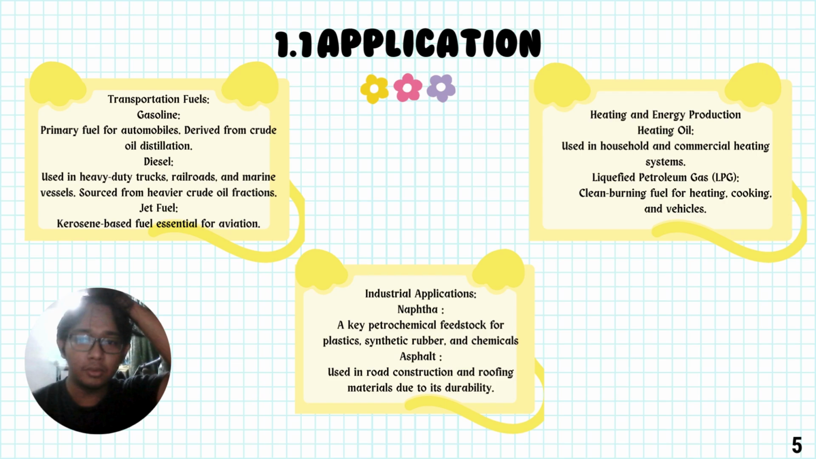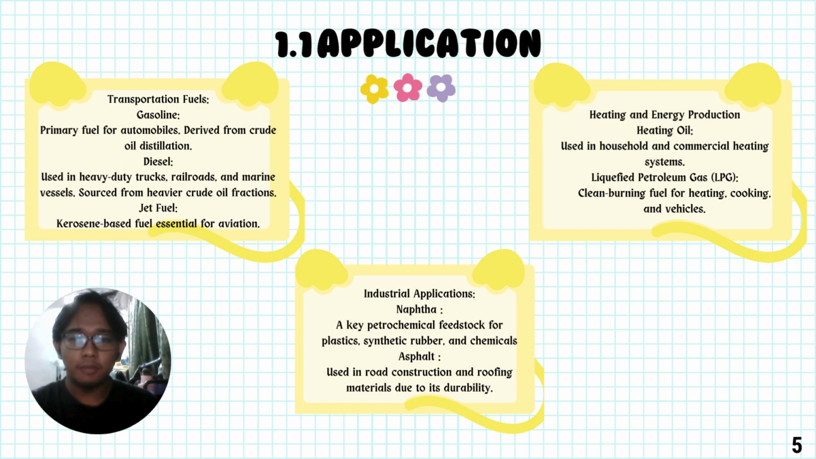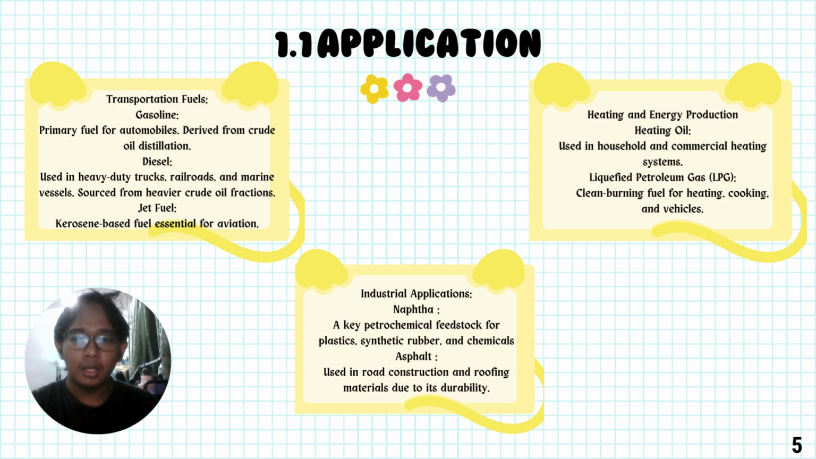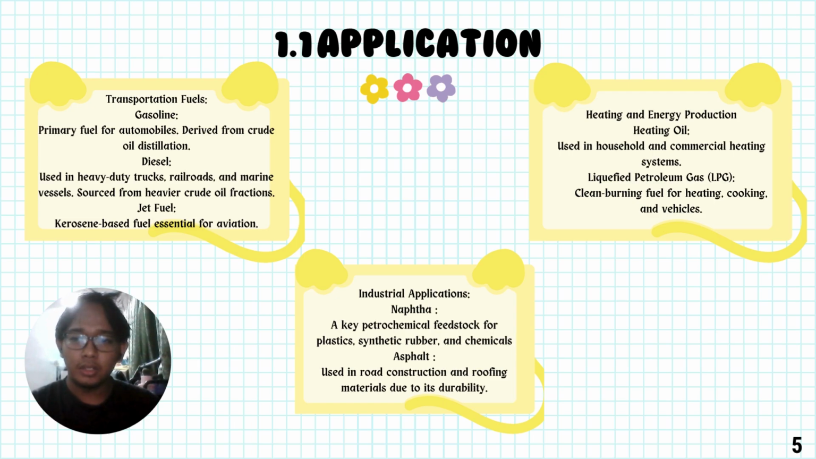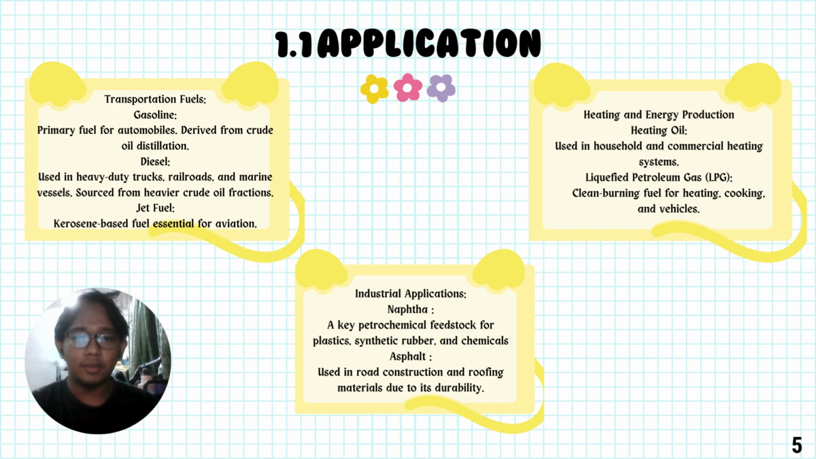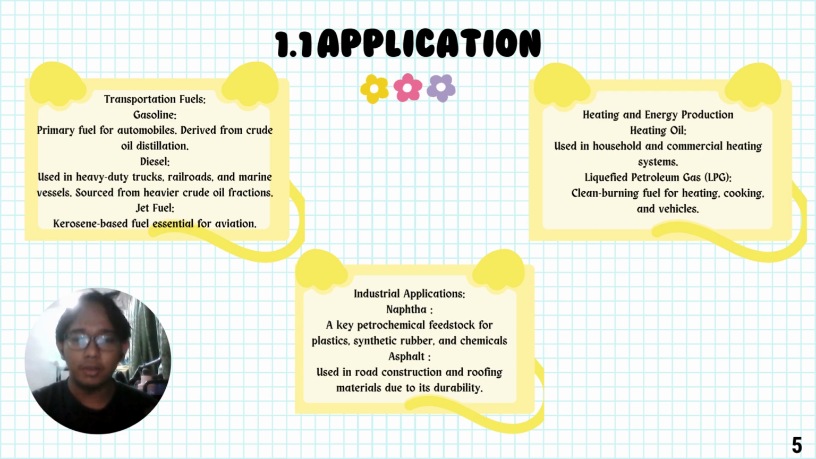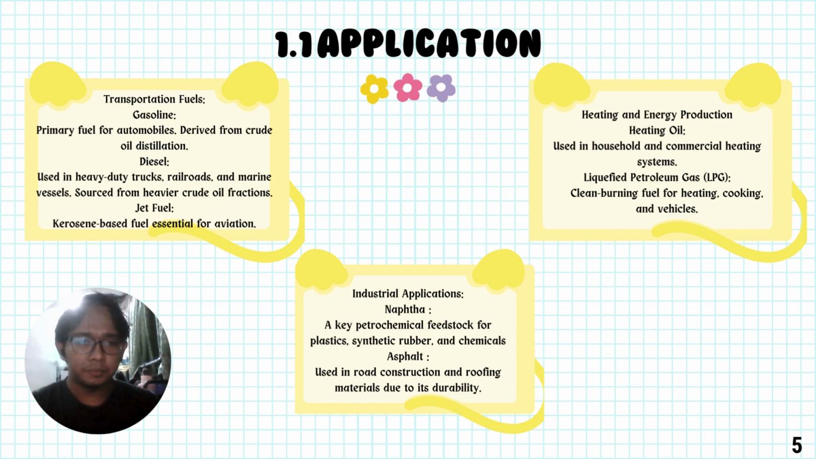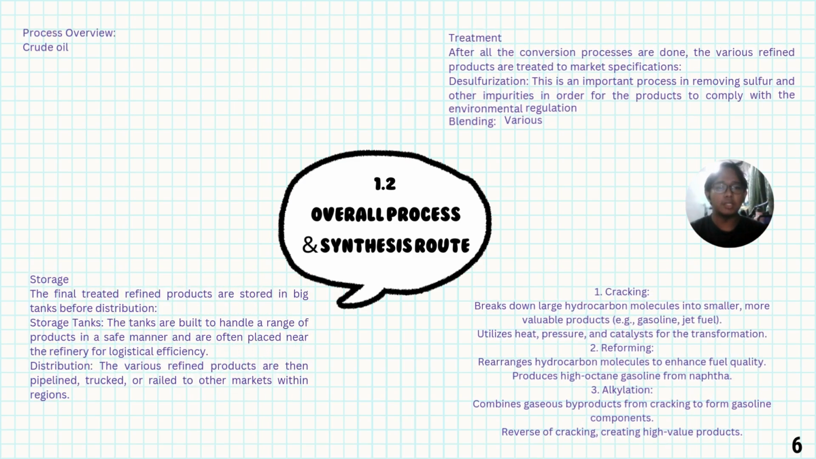Next is jet fuel. Jet fuel is for aviation, which requires a special kind of kerosene-based fuel. Heating oil is used in household and commercial installation. Next is LPG. LPG is a clean burning fuel for heating, cooking, and as vehicle fuel. Next is industrial application. Naphtha is a petrochemical feedstock in the manufacture of plastic, synthetic rubber, and chemicals. Asphalt is for road construction and roofing materials, especially due to its durability.